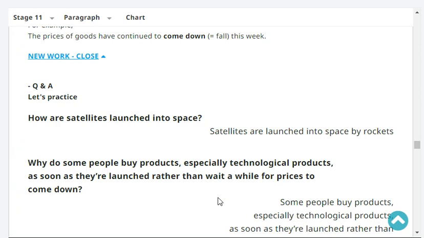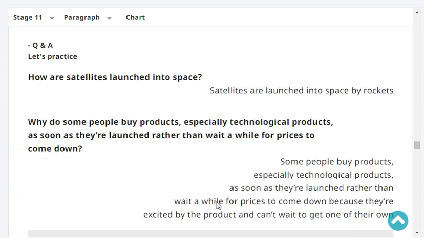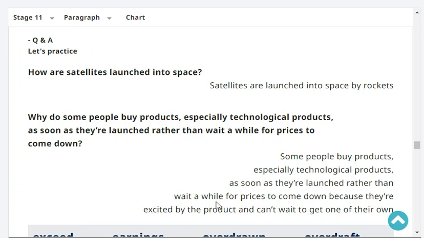Satellites are launched into space by rockets. Why do some people buy products, especially technological products, as soon as they're launched, rather than wait a while for prices to come down?